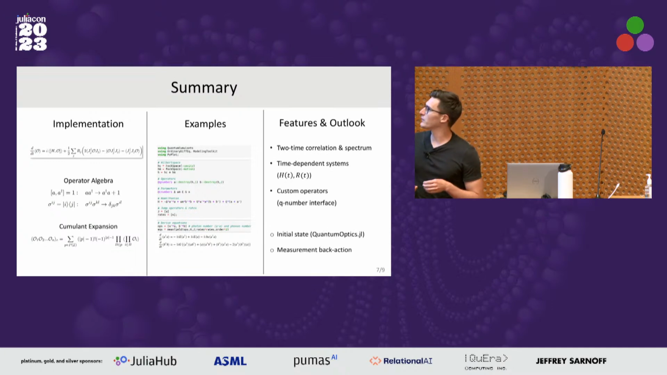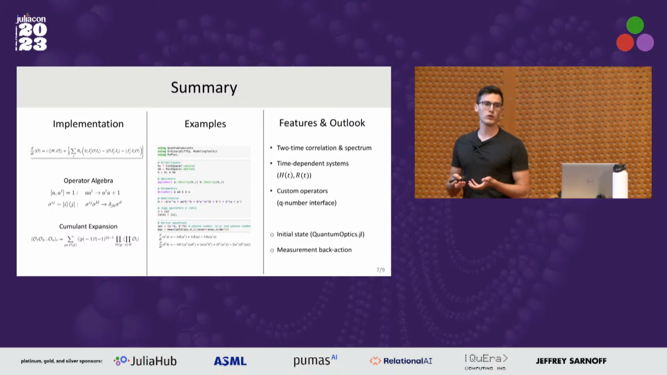And let me briefly mention some features which weren't shown in the examples before. We can, for example, also derive the equations for 2-time correlation functions, which allows us to calculate the spectrum, which is relevant for the superradiant laser. We can also handle time-dependent systems, where we define time-dependent Hamiltonians or time-dependent decay rates.